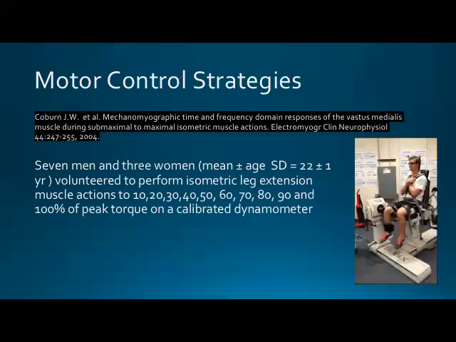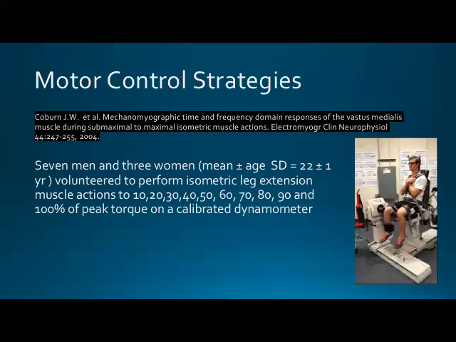What they do first is have the subject sit down and kick out as hard and fast as they can. They would do that 3 times to get their MVIC, or maximal voluntary isometric contraction. Then they would do this modulation.